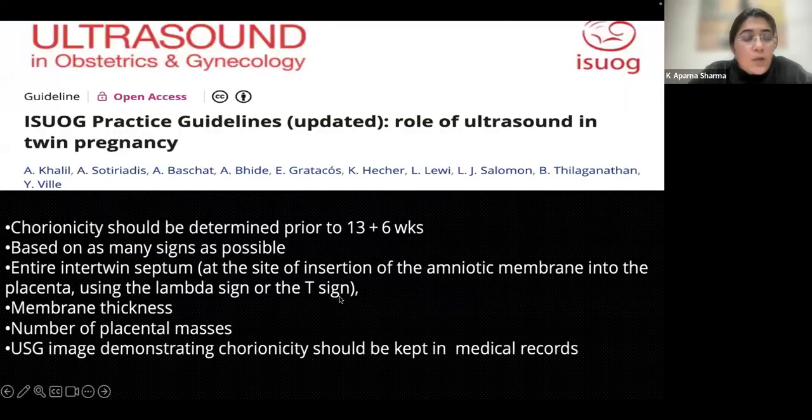Right. So thank you, Dr. Prasanna. I just wanted to bring to notice that this has just come in January 2025. And like you suggested, it is important that nothing is absolute. The chorionicity should definitely be determined prior to 13 weeks, and it should be based on as many signs as possible. And why are we saying that? What you are saying is important because the intertwin septum may be thick at the site of insertion, but sometimes, as you move along, it becomes a little thinner.